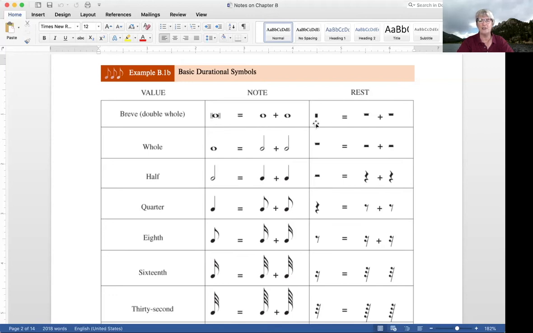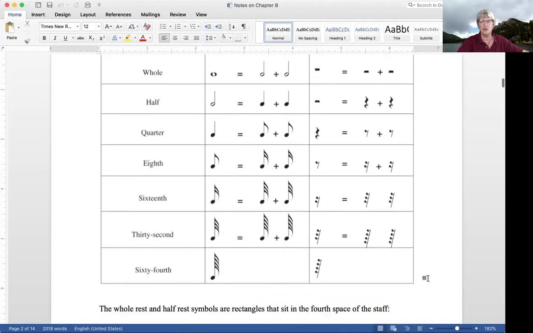The equivalent rest is a vertical rectangle that fills in the entire space between the middle line and the next line up. And so that breve rest is equal to a whole rest plus a whole rest. You would see this symbol perhaps if you were in 4-2 time, which is not commonly used. Some of you who play in orchestras and who've read older music might remember seeing this rest used when you have a multi-measure rest, for instance, for 2 whole note measures. It could be shown as a breve.